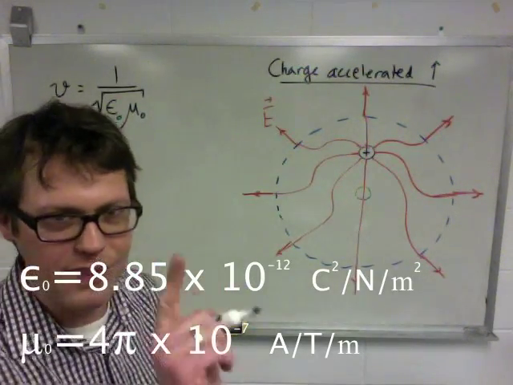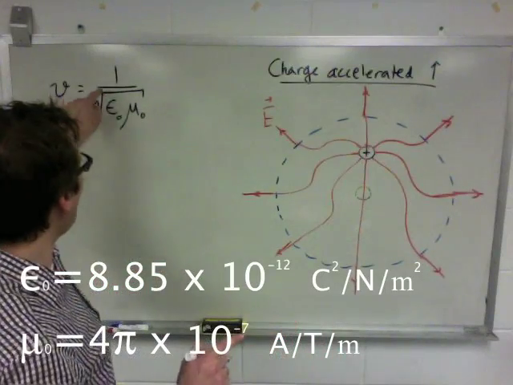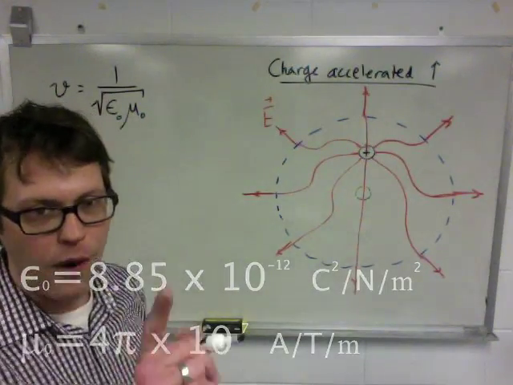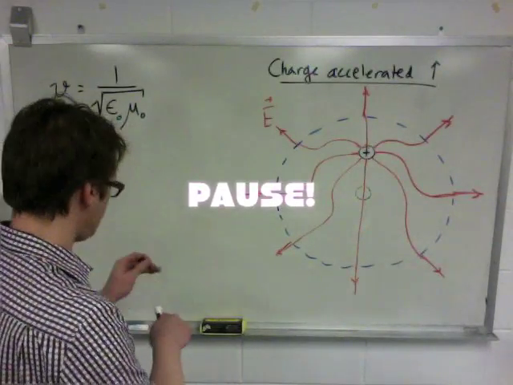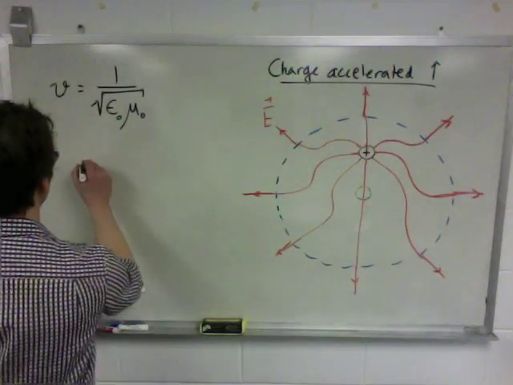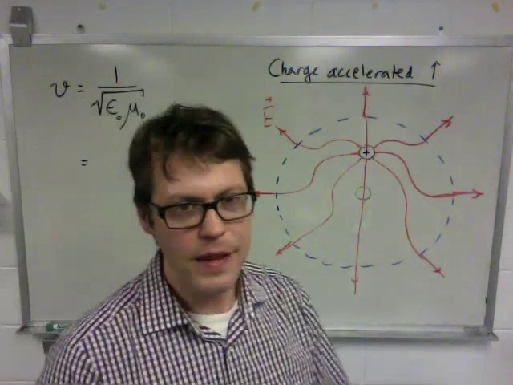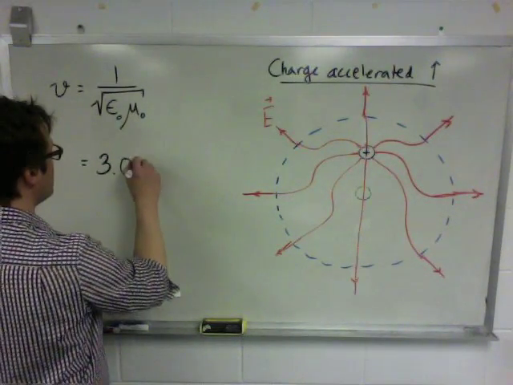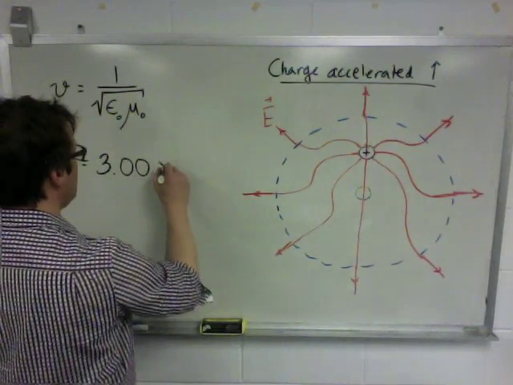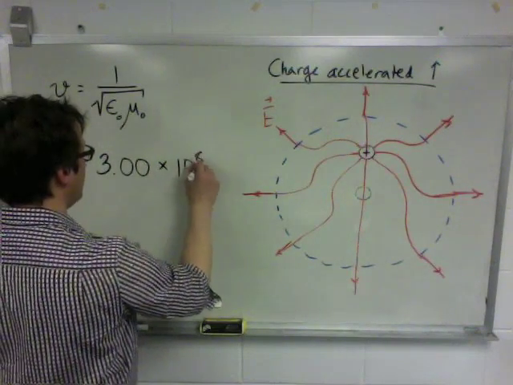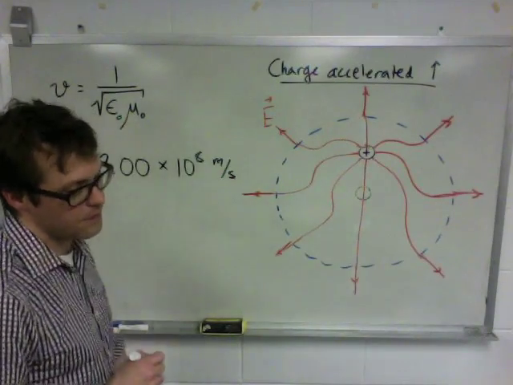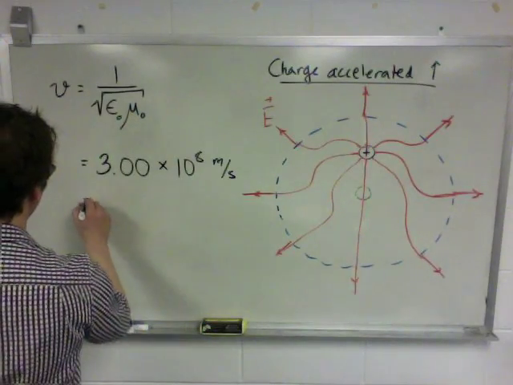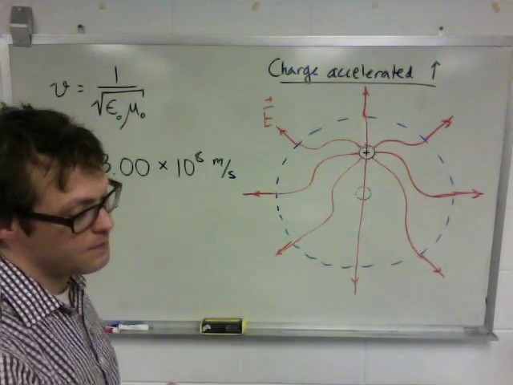Take a second, pause the video, and calculate what you get when you plug in these numbers. So pause and do that. Okay? When you plug in those numbers, you should have gotten this right here. You should have gotten something that was about 2.99, or 3.00 if you round it, times 10 to the 8th meters per second, which, as many of you know, is what we call the speed of light.